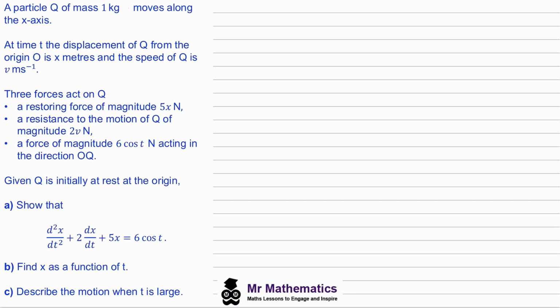So the first thing I'm going to do is start by sketching a diagram. We have the x-axis, and we'll say this is the origin, and that Q is moving along the x-axis. So I'll place Q here. And the direction of motion we'll assume to be positive in this direction. So we're told that three forces act on Q. There's a restoring force of magnitude 5x.